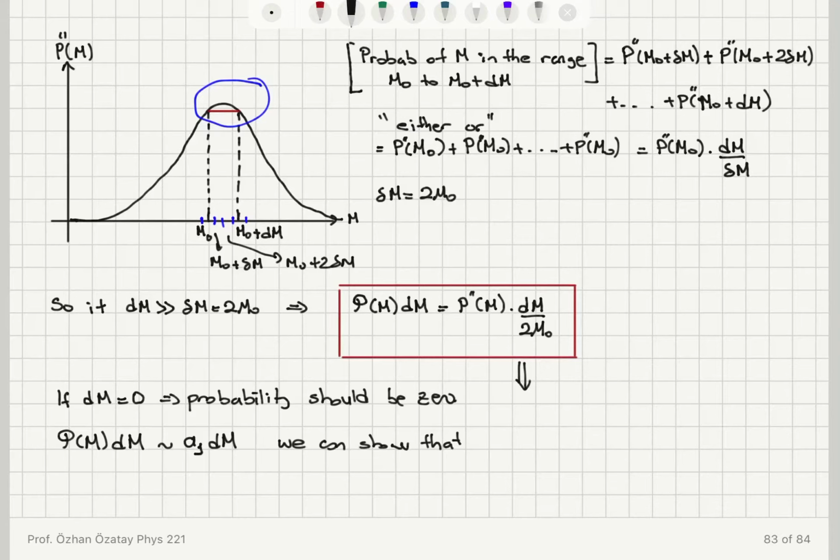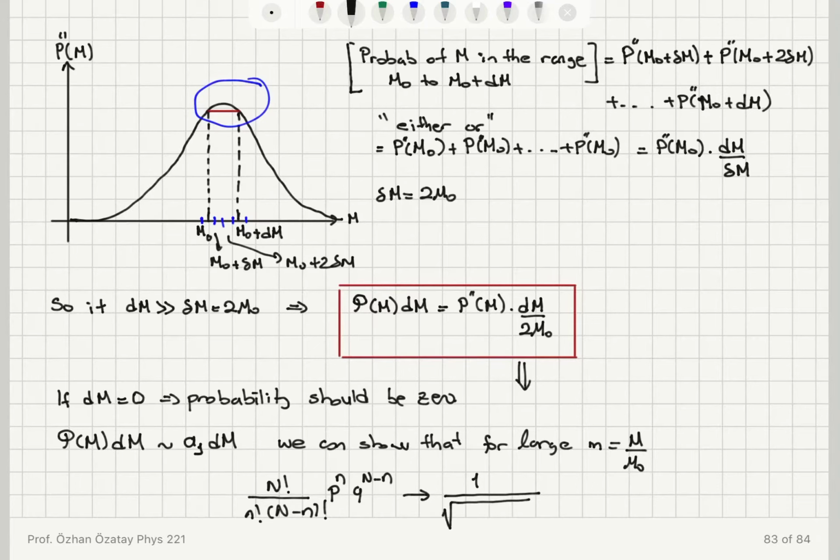that for large m values, for large m, which is capital M divided by mu 0, which means m is not close to 0, and actually we also don't want it to be close to its maximum value, this distribution, capital N factorial over n factorial, capital N minus n factorial, p to the n, q to the capital N minus n, can be replaced with this distribution, 1 over square root 2 pi capital NPQ, e to the minus n minus np squared divided by 2 npq.